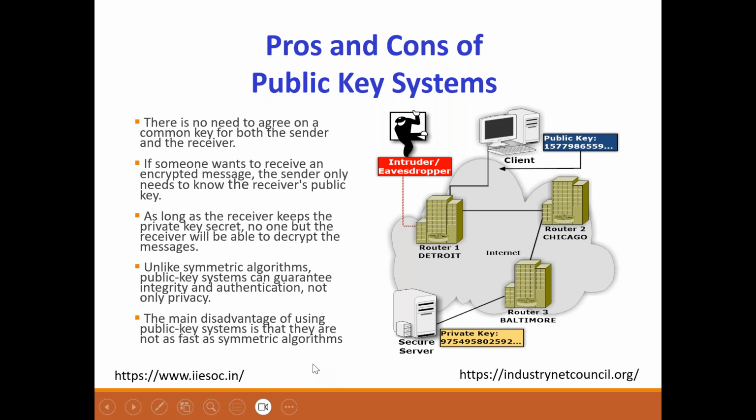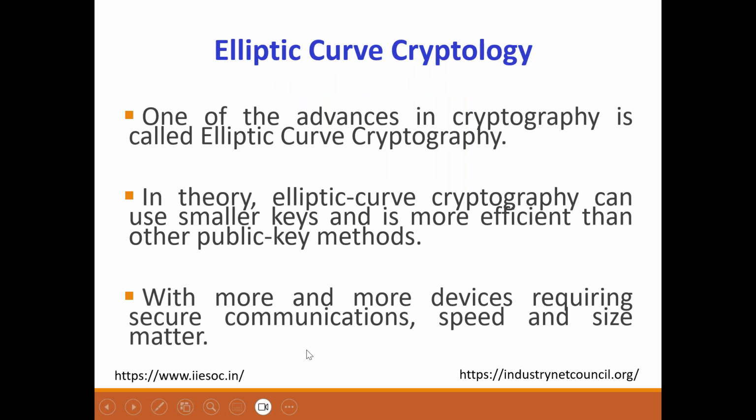The main disadvantage of public key systems, of course, is they're not as fast as symmetric key. And we talked a bit about RSA last time and some of the attempts to break RSA. Let's talk about one of the newer algorithms, which is called elliptic curve cryptography.